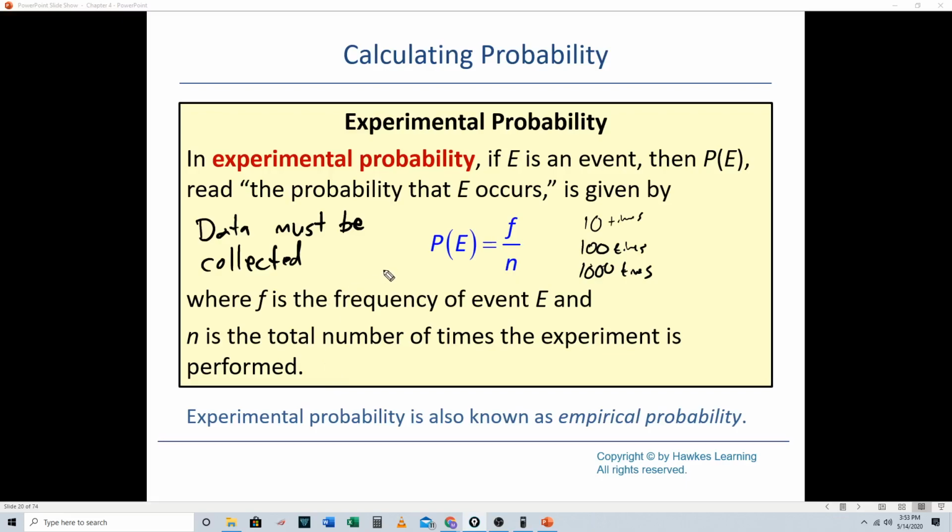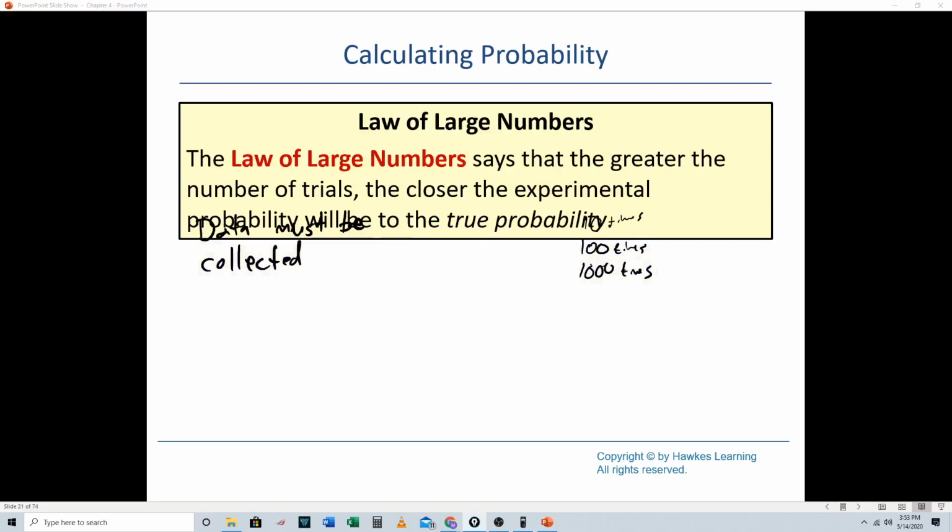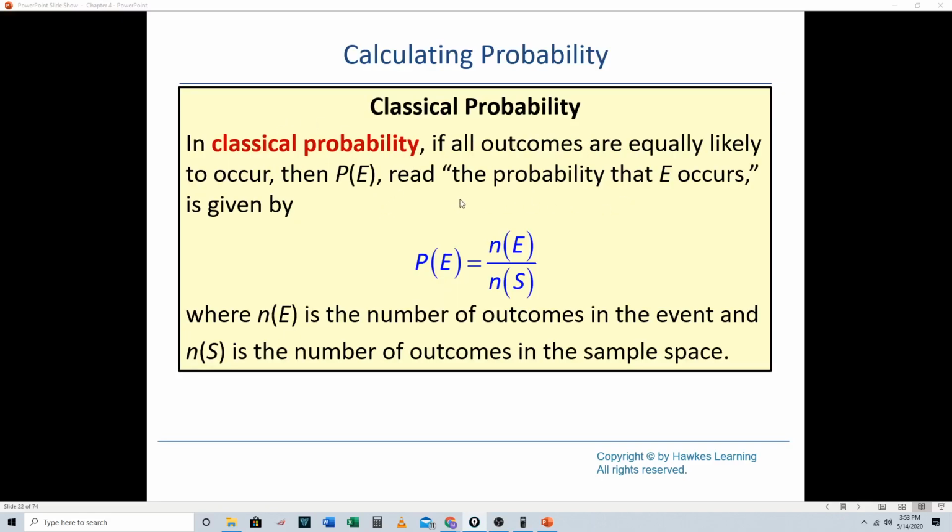Now this is what's known as the law of large numbers. It says the greater the number of trials, the closer the experimental probability is to the true probability, which is what we actually call the classical approach, what the probability should be. So again, if you flip a coin, getting heads should be 50%, getting tails 50%. If you roll a die, and you have a fair die, you have a 1 out of 6 chance of getting any specific side. So no data has to be collected. It's just basically the number of successes.